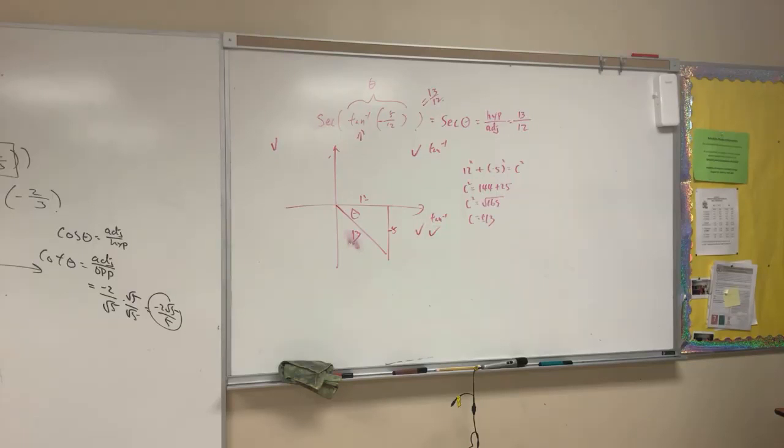Right? 4A? Then sine is opposite over hypotenuse. Then opposite is right here, so it's 3. And then the hypotenuse is 5. The hypotenuse always has to be positive. Then a squared plus b squared equals c squared, so c squared is going to be 5 squared.